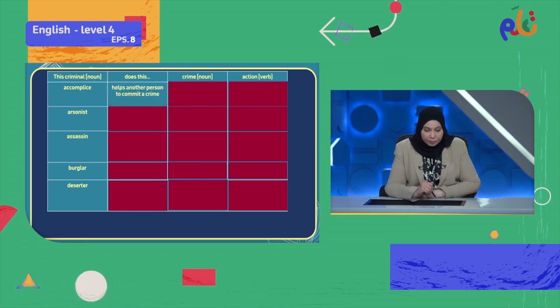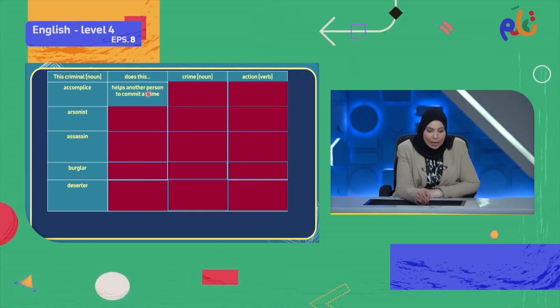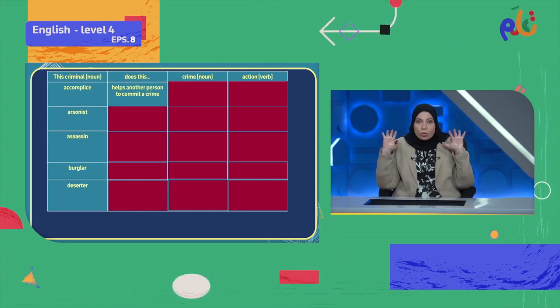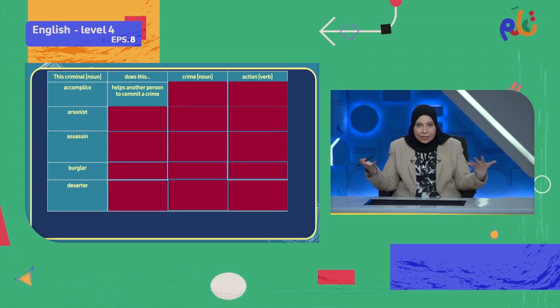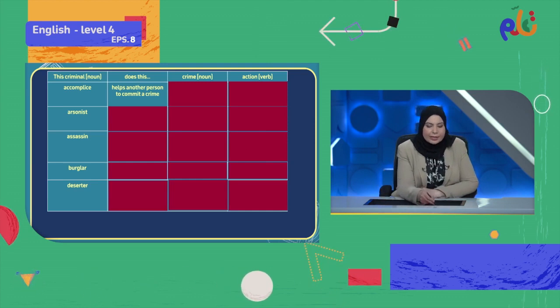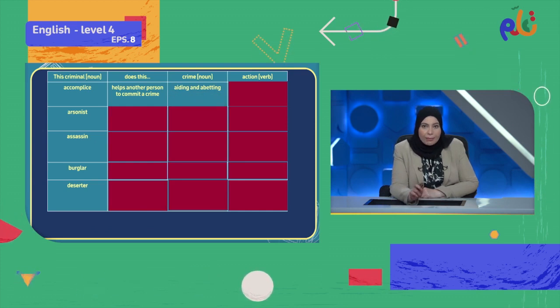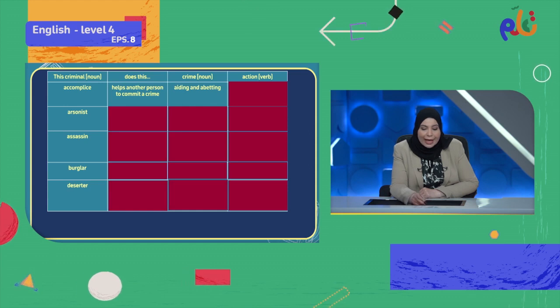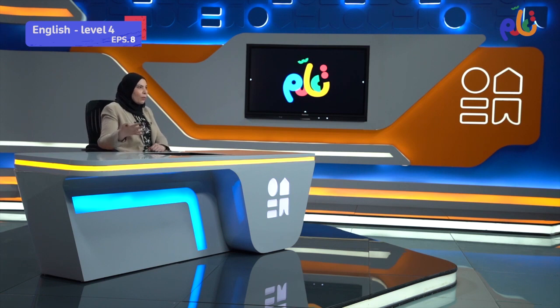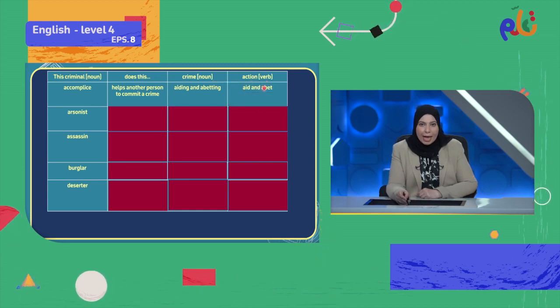So the accomplice is basically a person who helps another person to commit a crime. So he did not do the crime, but he makes it easier for another person to commit a crime. So this is the meaning. What does he do? He does this. And the noun, or the crime describing his crime, is called aiding or abetting. So he's aiding in a crime, which means he's supporting a crime. And the verb is aid or abet.